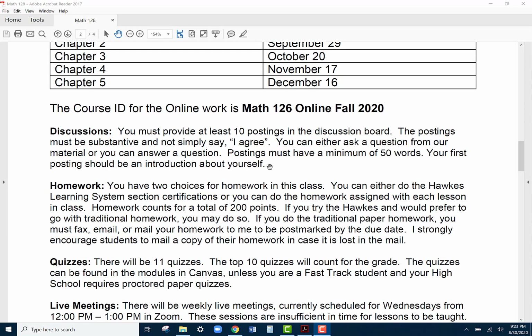Discussions: you must provide at least 10 postings in the discussion board. The postings must be substantive and not simply say "I agree." You can either ask a question from our material or you can answer a question. Postings must have a minimum of 50 words.